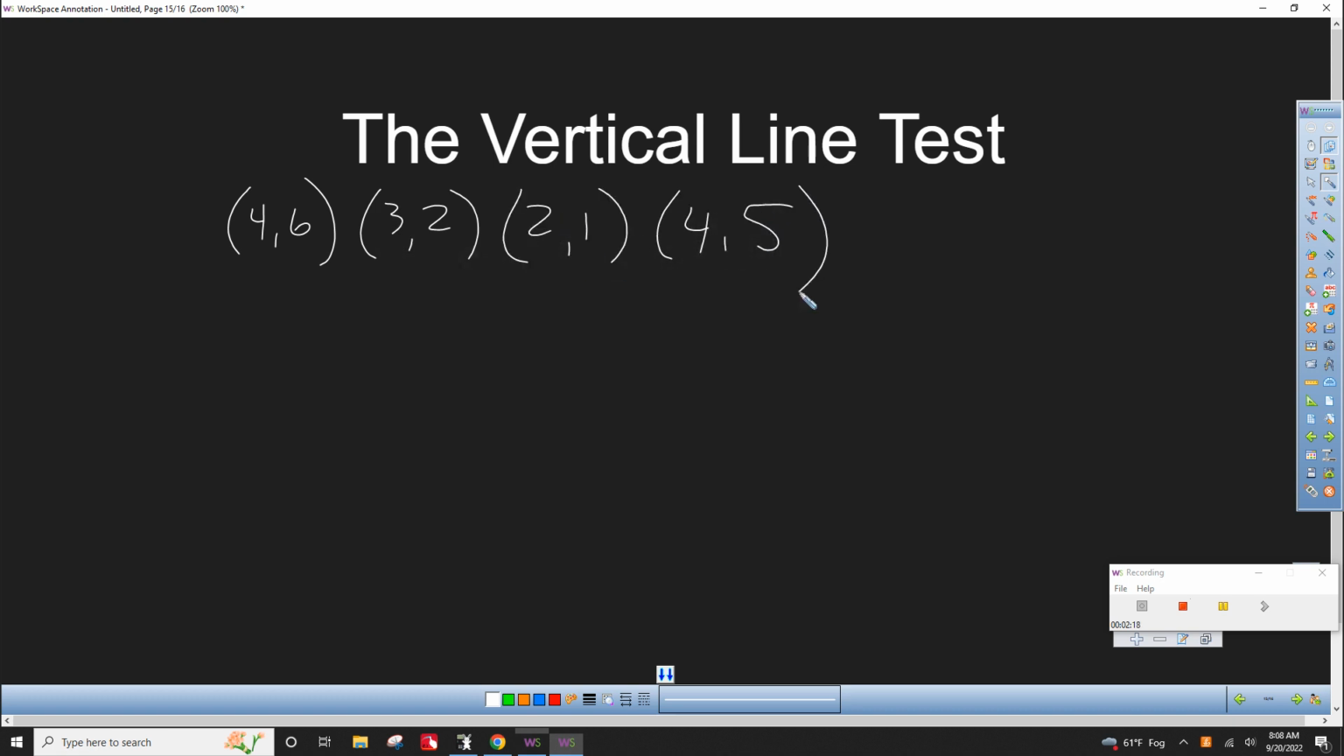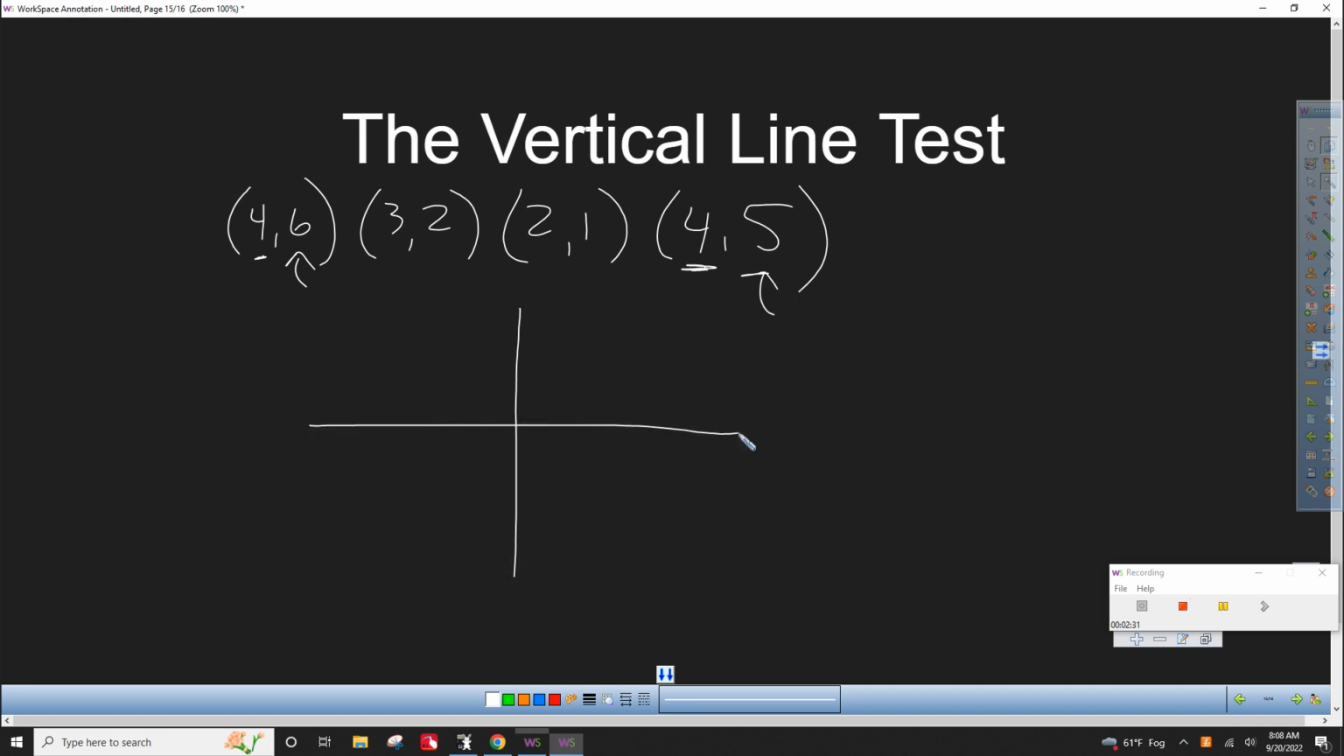So I can tell you right now, that is not going to be a function, because at some point we put in a 4 and it popped out a 6. But later in the day we put in a 4 and it popped out a 5. What does that look like? Well, we got 4, 6 right here. And then we got 3, 2 right here. And then we got 2, 1 right here. But then we have 4, 5 right here.